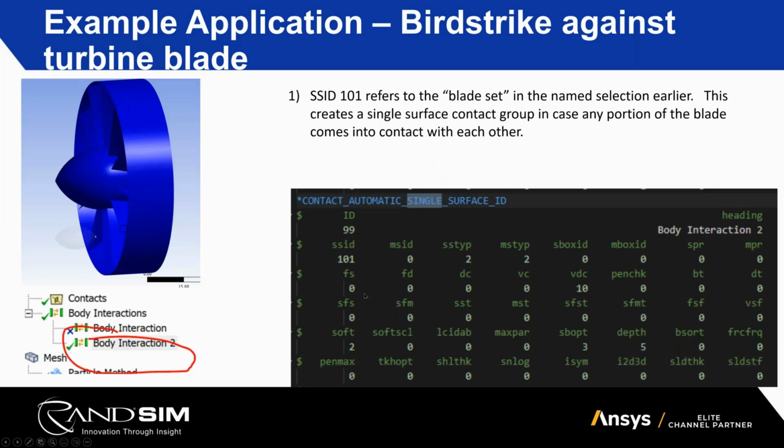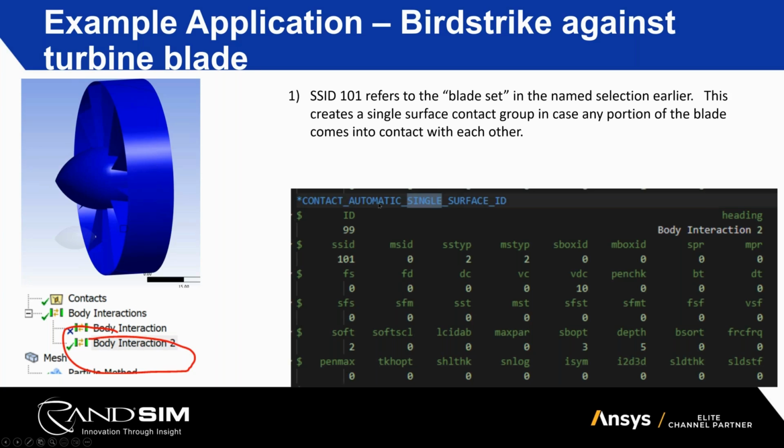Now, before I do that, I'm also going to define the contact between the individual components of my blade and of my turbine, so in case they break, I want to be able to see their contact to each other. That's really what this body interaction object is. It creates what's called a single surface group contact. So this 101 set ID is going to include everything that's highlighted in blue right here, and that's going to create a self contact condition. Basically, any portion of anything that's highlighted in blue can see each other as a contact pair.